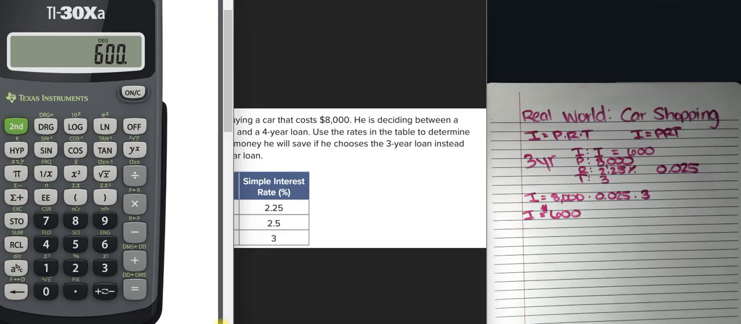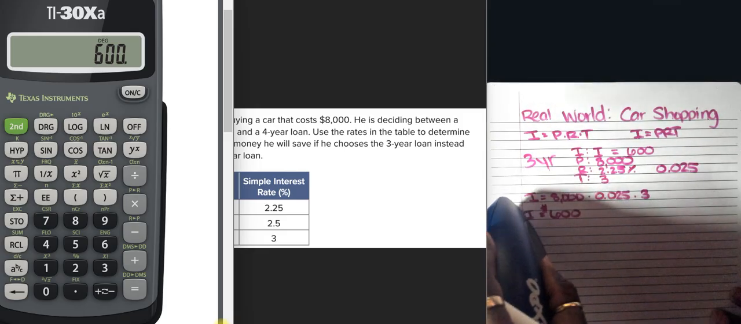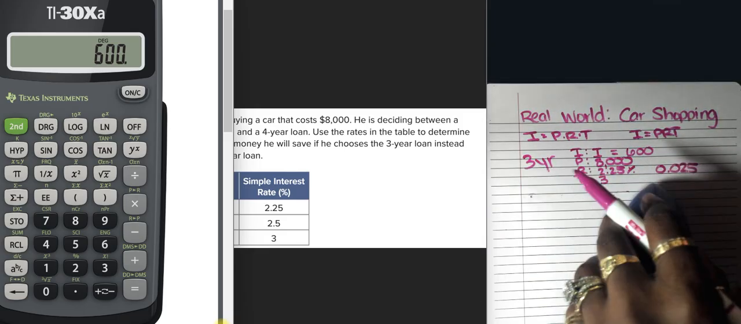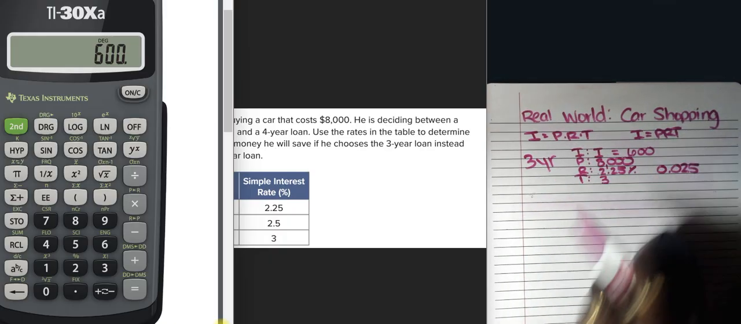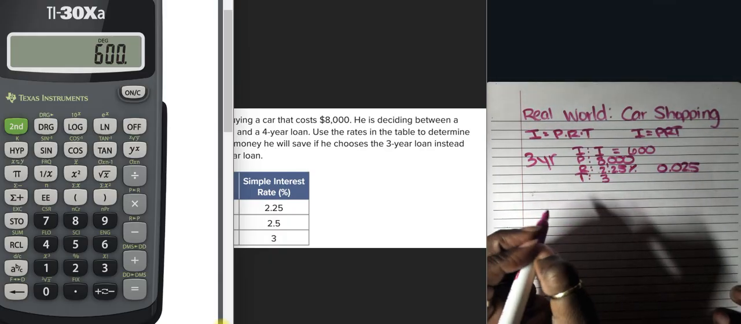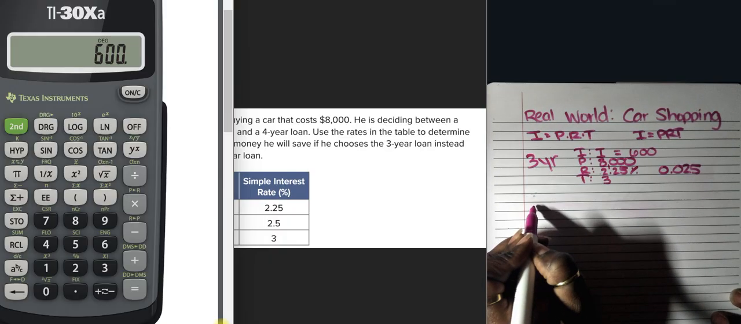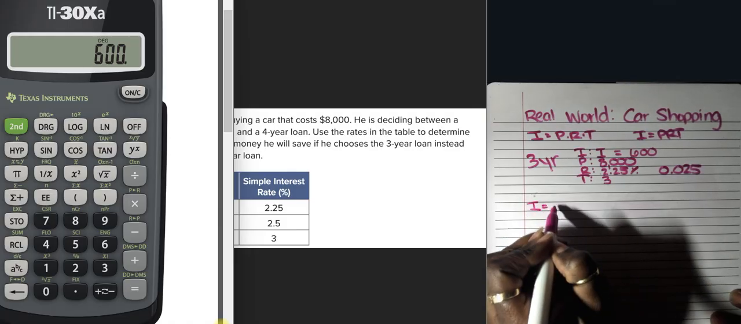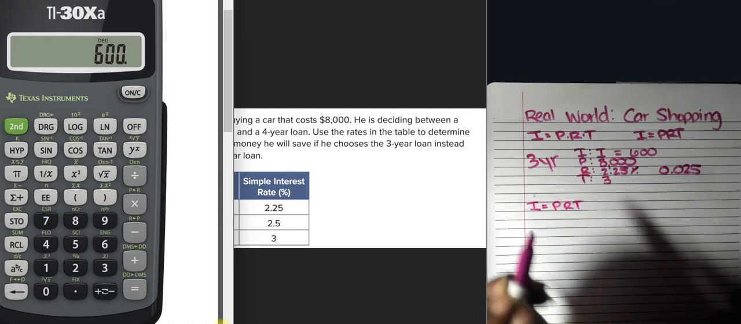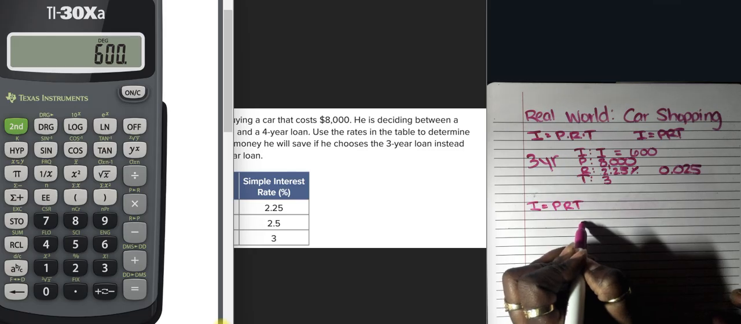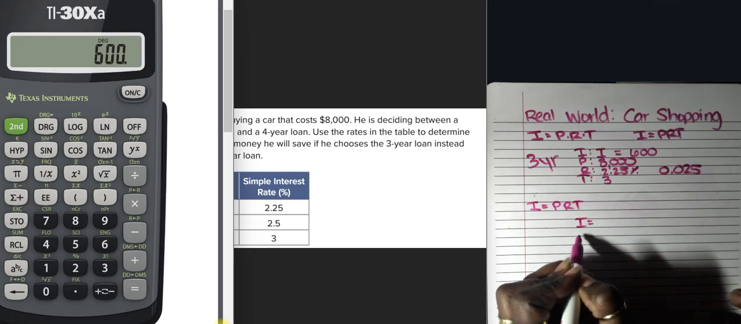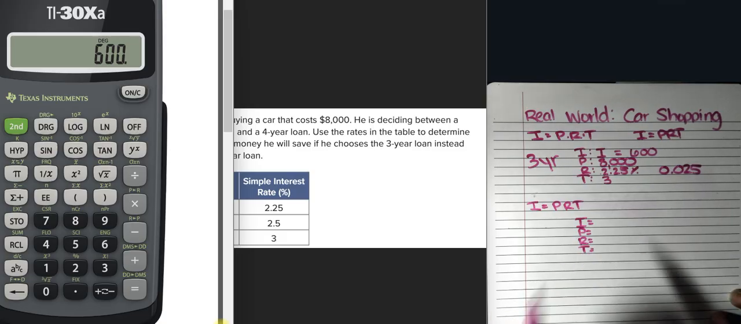All right. So now let's go see what happens with the second loan and see which one is going to be a better deal for him. So it's the same thing. Our formula is going to be the same. We're talking about the interest being equal to the principal times the rate times the time. We're going to put all of our factors down here. So interest, principal, rate, and time.